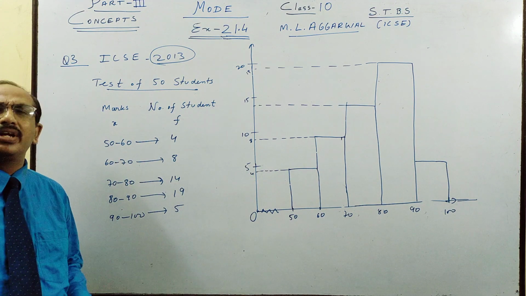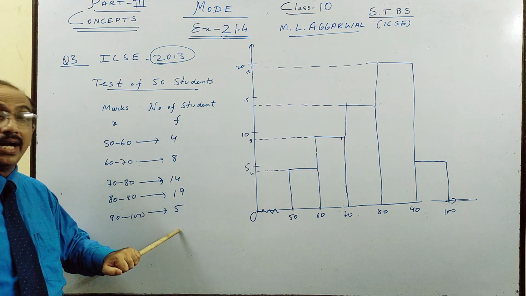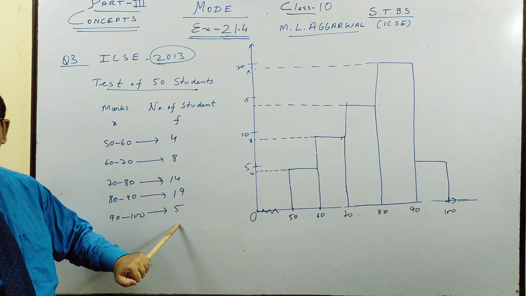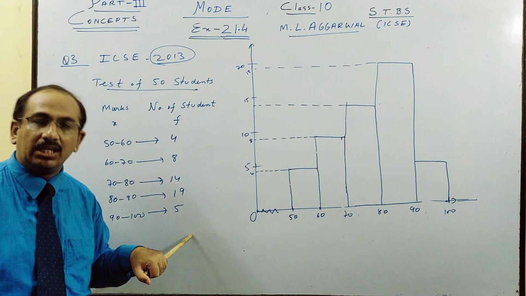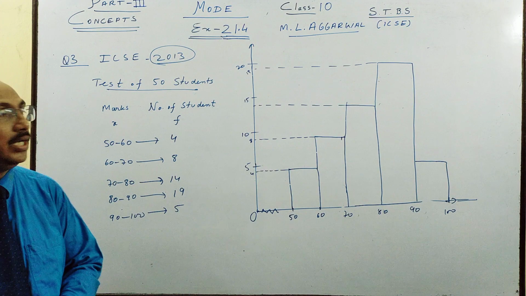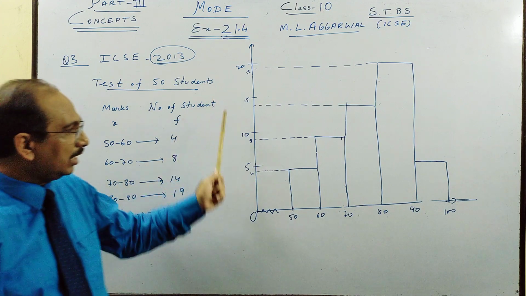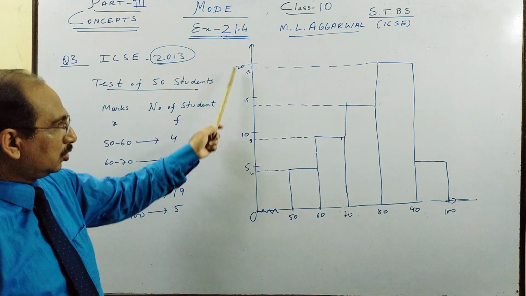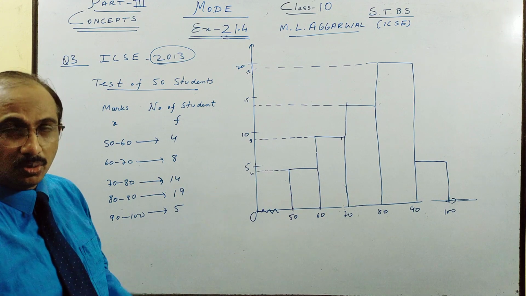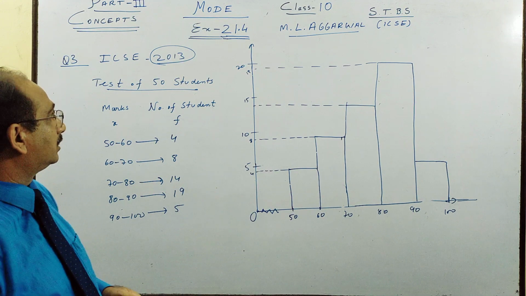You don't need to add frequency, boys. You don't need to add, as we do in mean or median also. You see, we take cumulative frequency. Now let me tell you how we are drawing. So use the graph paper, 2 mm graph paper, what ICSE gives.